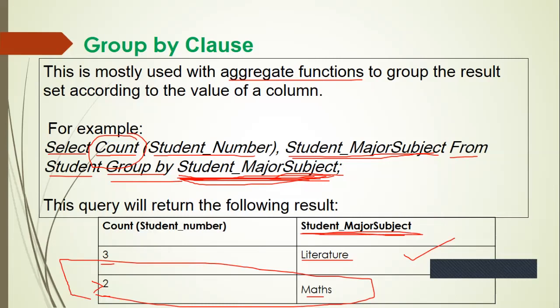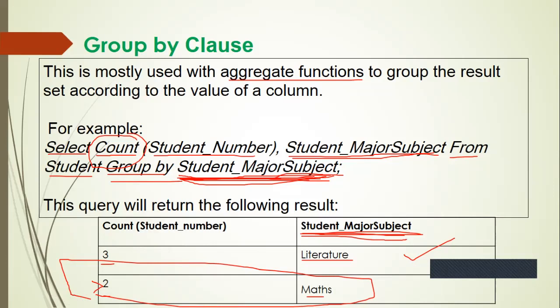Now after that, what more do we need in output? We need to display the count of student number, with student major subject also. I need the count with the subject name. So that is group by. In output I get the courses and how many students are there.